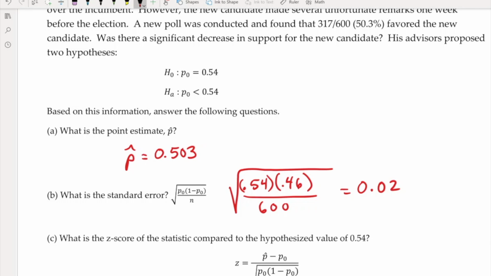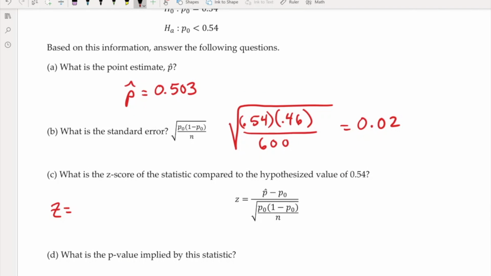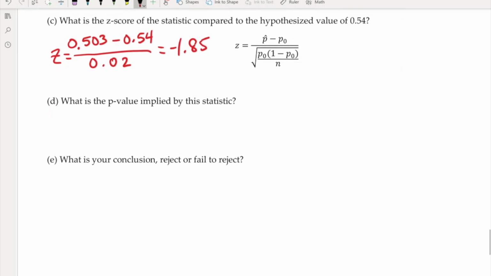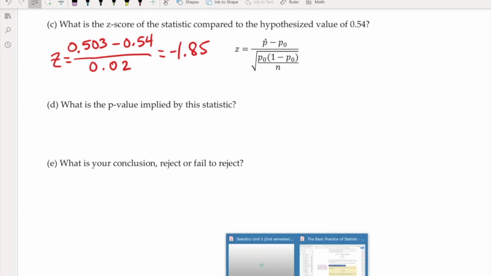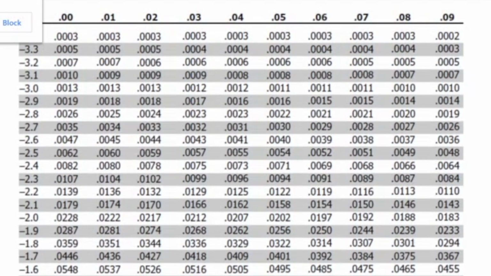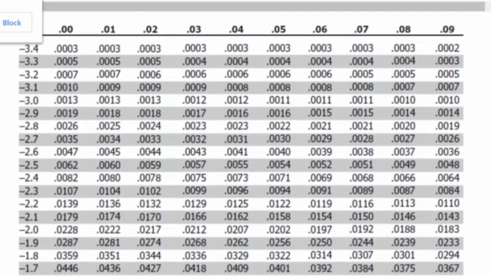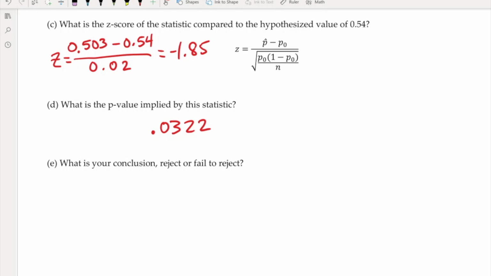What is the z-score of the statistic? The point estimate, 0.503, minus the hypothesized 0.54, over the standard error that we just calculated of 0.02. And it's negative 1.85. It's negative because it's less than the mean. D. What is the p-value implied by this statistic? We go to our z-chart for negative 1.85, and the answer there is 0.0322.